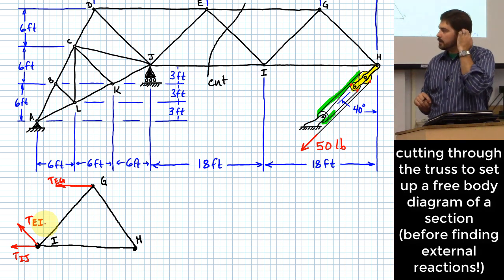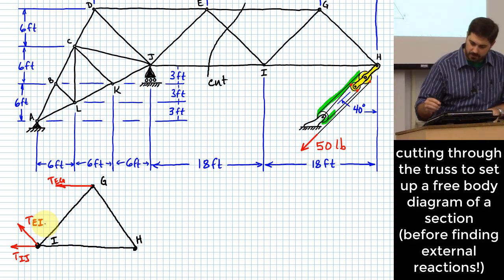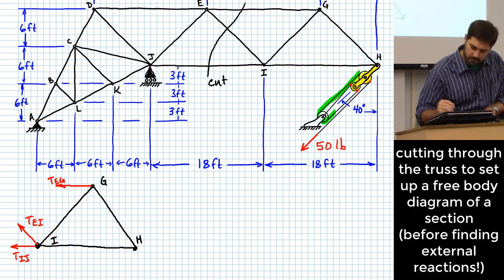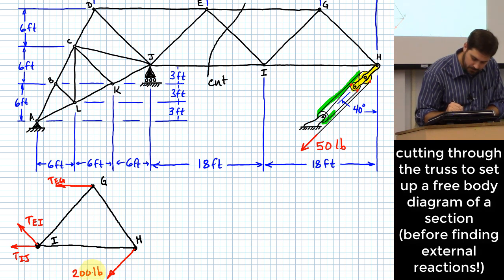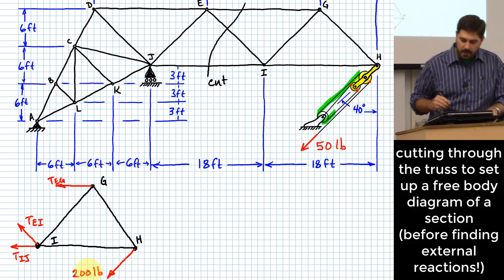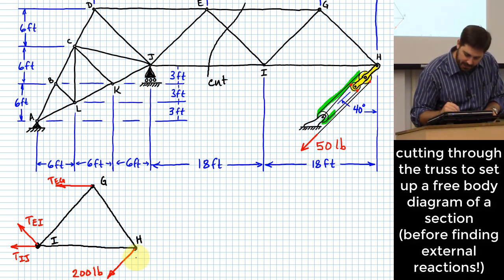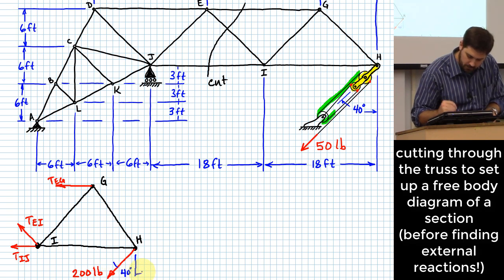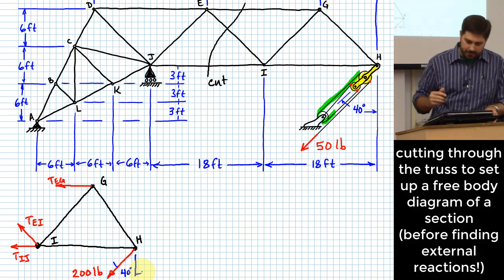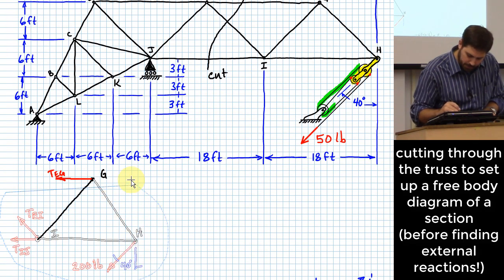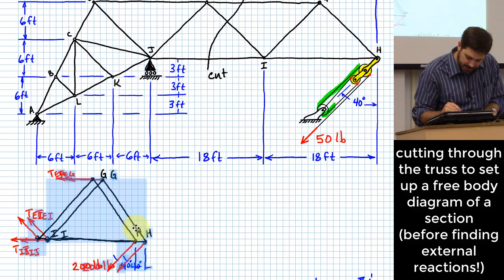Okay. What other forces do I have acting on the body? Okay, we found this force that acts at H, right? And we said it's going to be 200 pounds. Okay, further, we're given what angle that acts at. So I'm going to go ahead and copy that onto this figure as well, 40 degrees relative to vertical. Okay, so there's most of a free body diagram, I'd say. Are we missing anything?